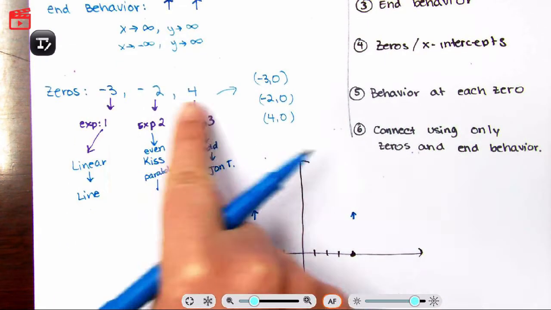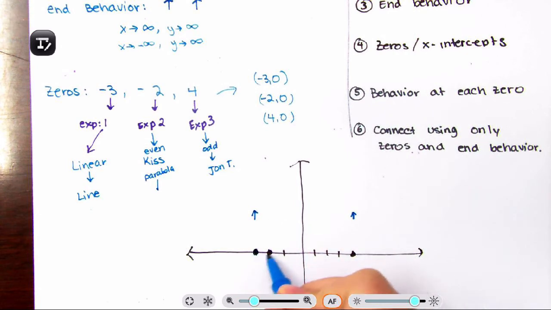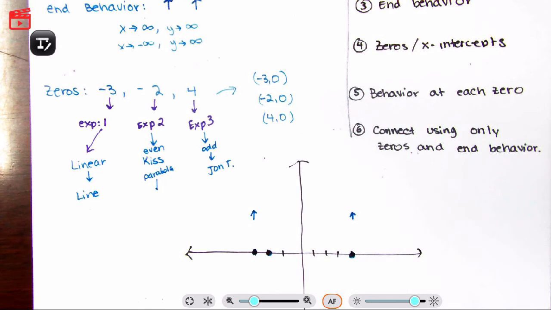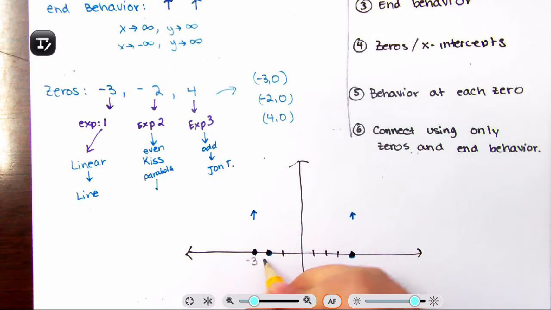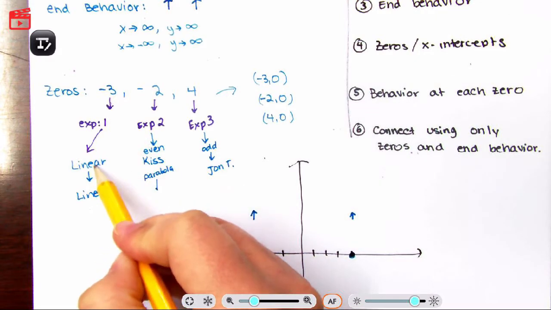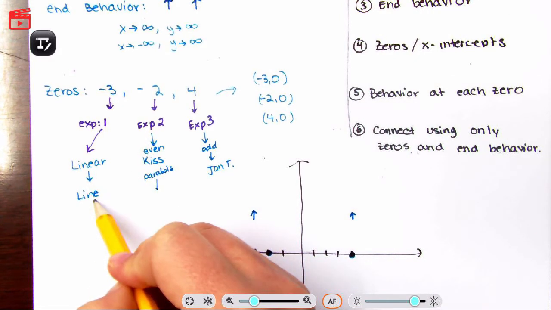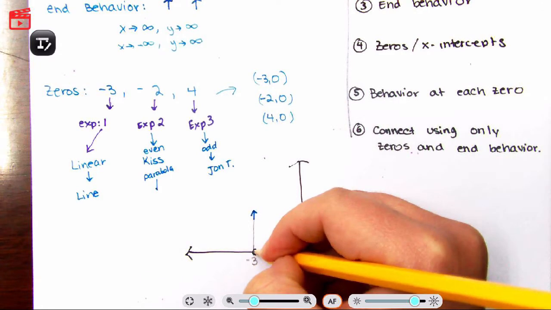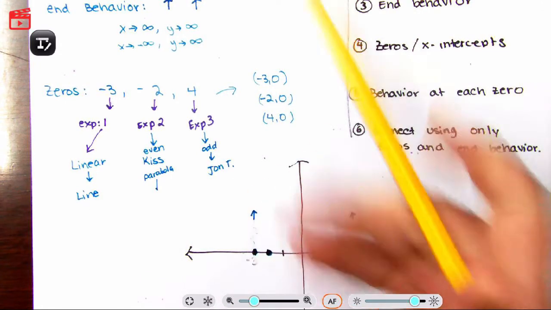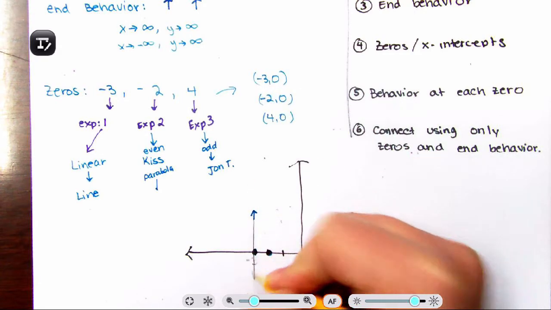Next, I'm looking at my zeros. I already did my zeros. Here they are, 1, 2, 3 zeros. Then we're doing what's happening at each 0. So what's happening at negative 3? At negative 3, we have a linear bubble, which means we have a line. So I'm going to do a line. Typically, it's going to be a line that's sideways. It doesn't really matter as long as it's a line going through.